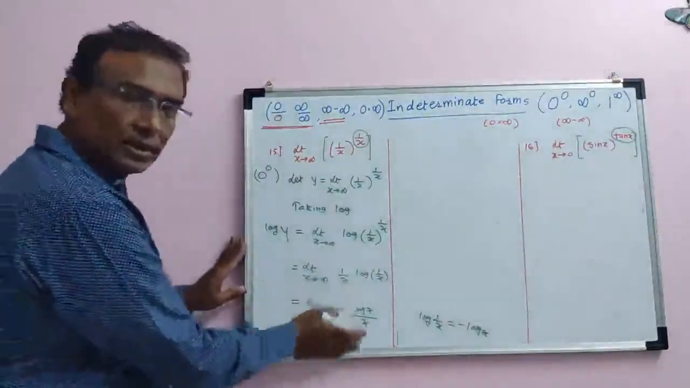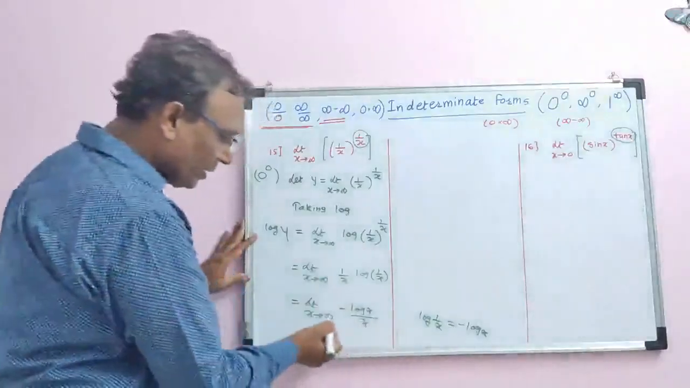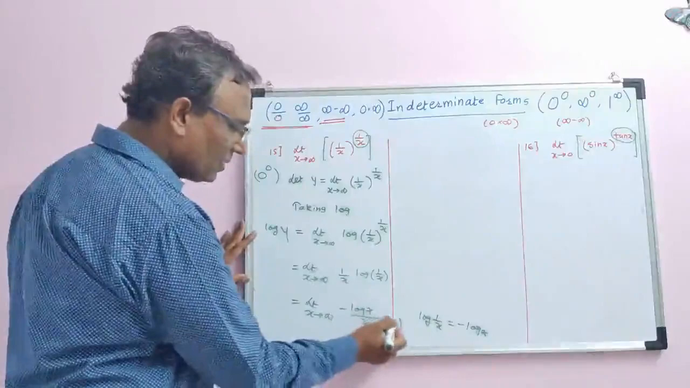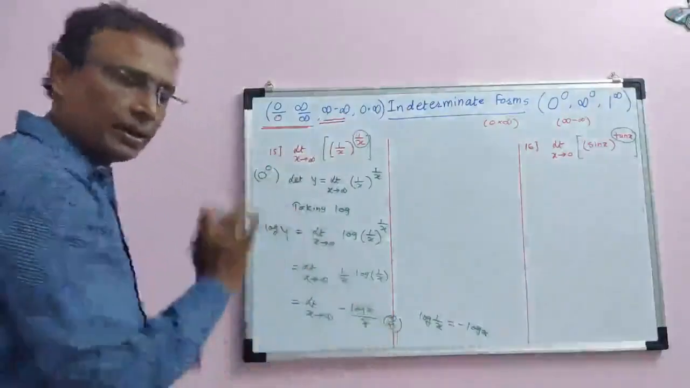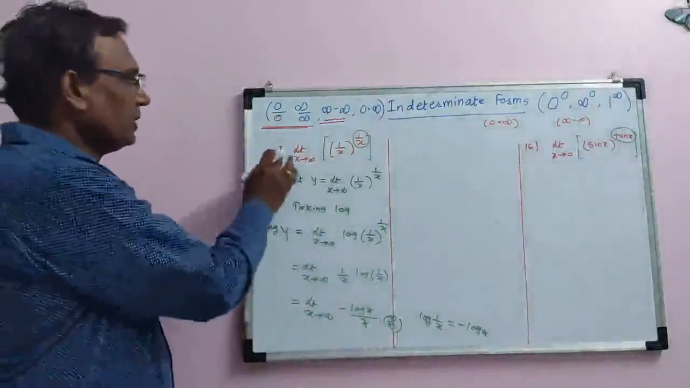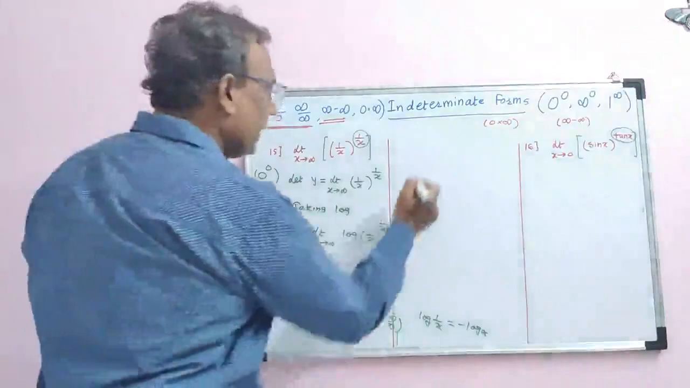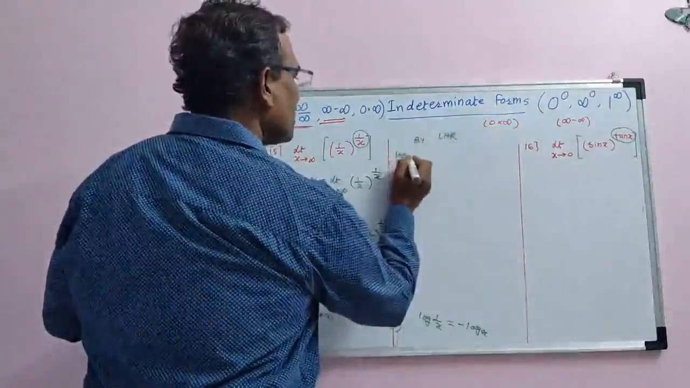Now, we have converted this right hand side into infinity by infinity form. See, if you put x equal to infinity, log of infinity is infinity. We have to convert the form to either 0 by 0 or infinity by infinity. Now, by L'Hospital rule, take the derivative of numerator and denominator separately.